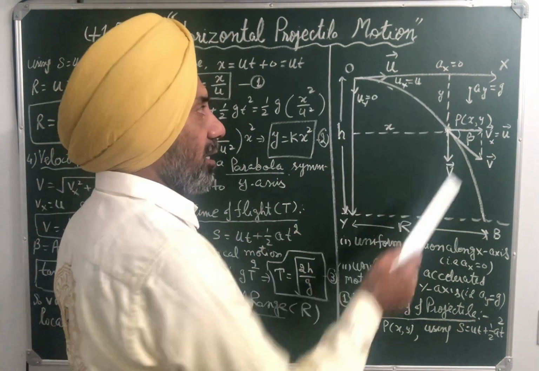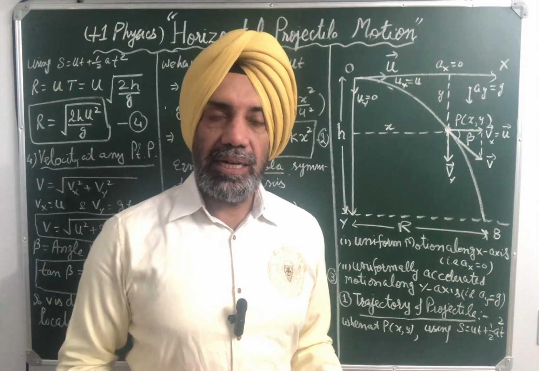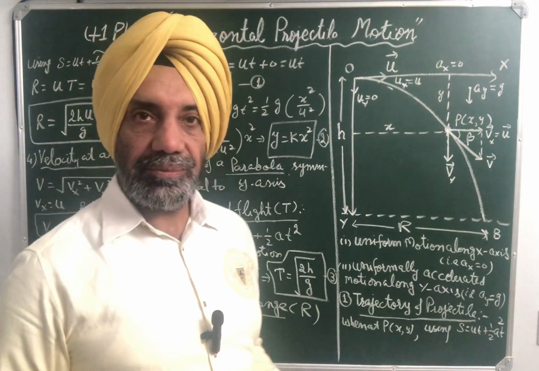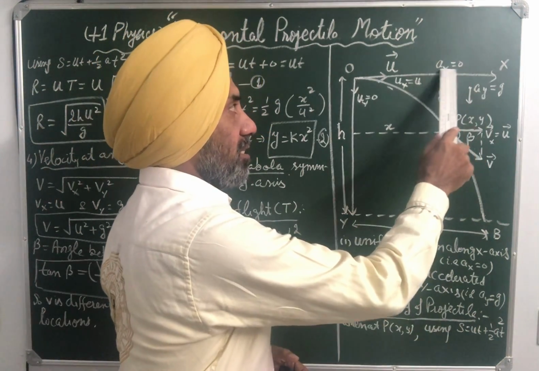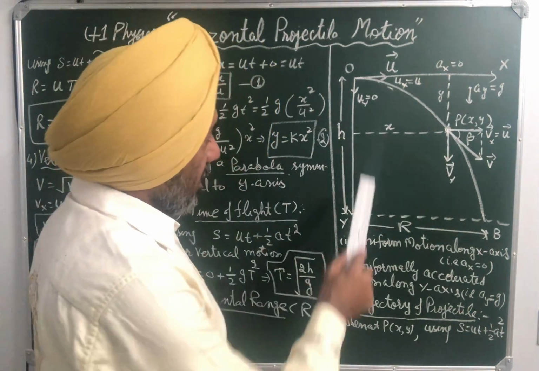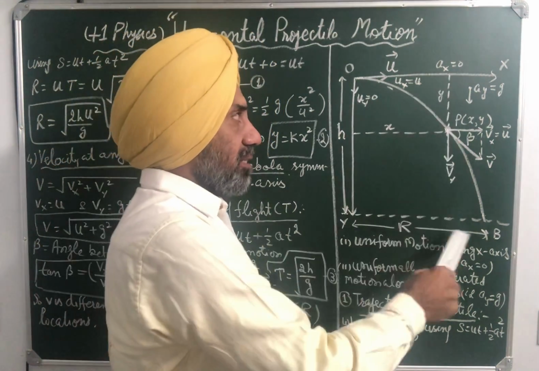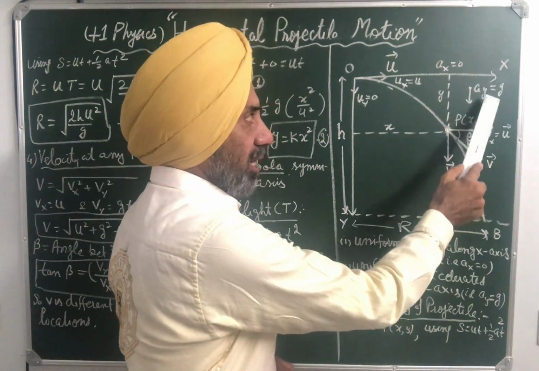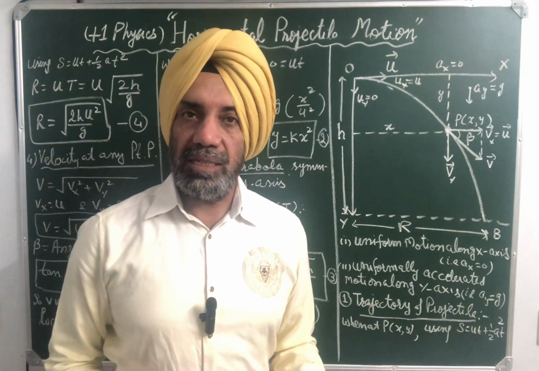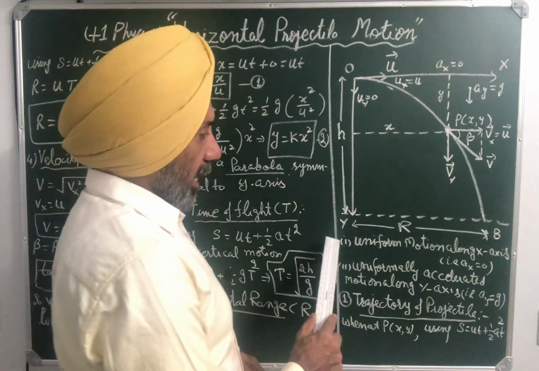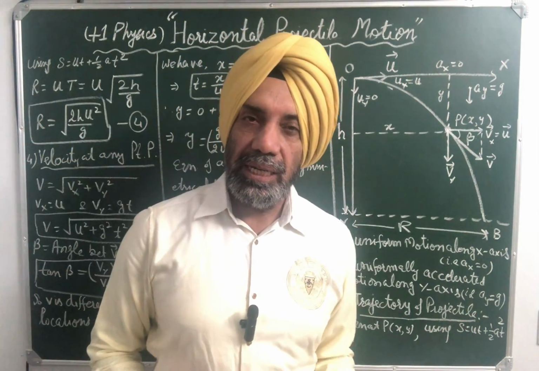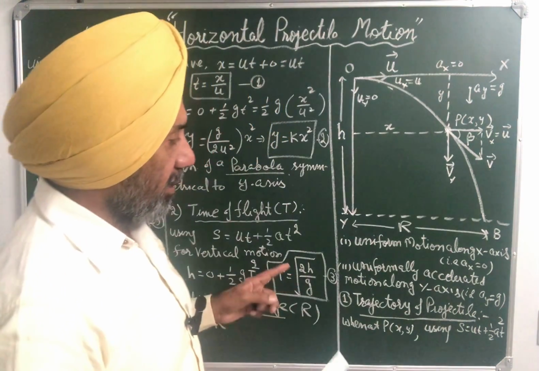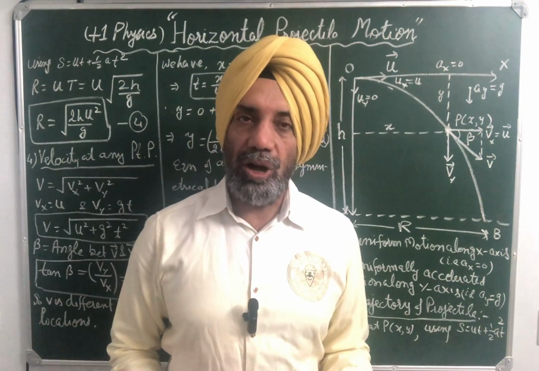Now as soon as the projectile is projected, it comes under the action of two motions. One is uniform motion along the x-axis. Along the x-axis there is no acceleration. Another is uniformly accelerated motion along the y-axis because of gravity. That is, acceleration in the vertical downward direction, ay is equal to g, acceleration due to gravity. So any projectile when fired horizontally comes under the action of two motions: uniform motion along the x-axis and uniformly accelerated motion along the y-axis.